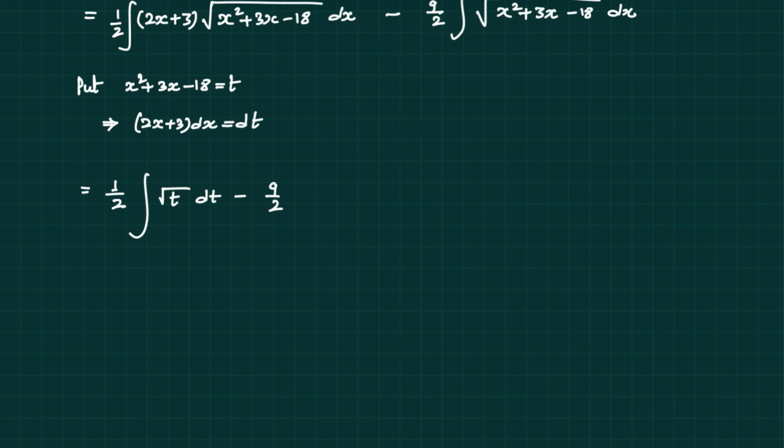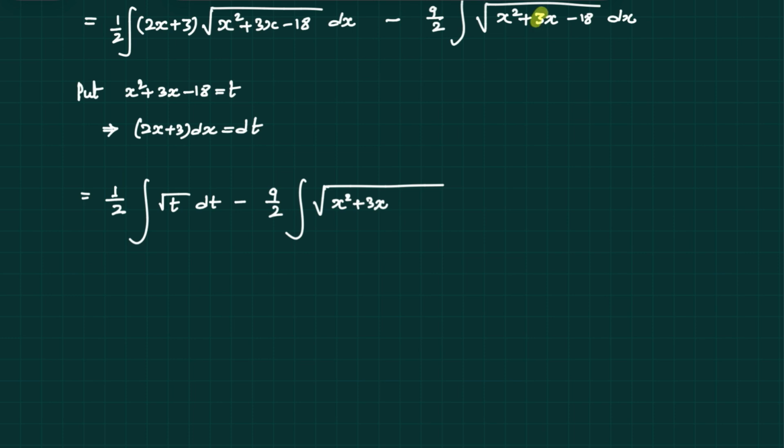And in the second integral, there is a square root of x square plus 3x. To make the perfect square, here we have to look at the coefficient of x, which is 3, and multiplying this 3 with half, we will get 3 by 2. So adding 3 by 2 whole square and subtracting 3 by 2 whole square, minus 18, dx equals 1 by 2.